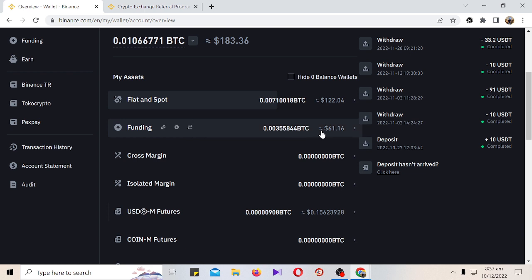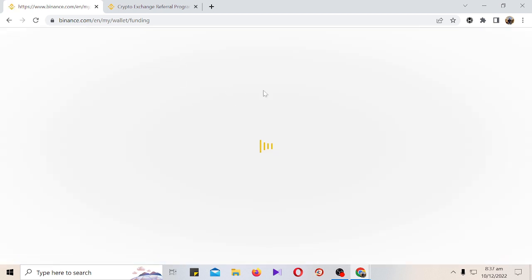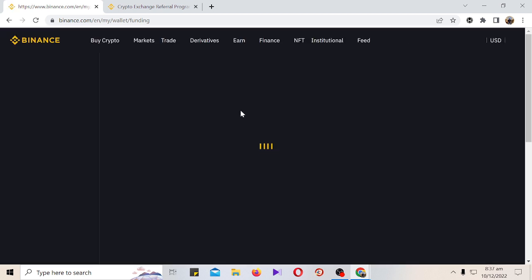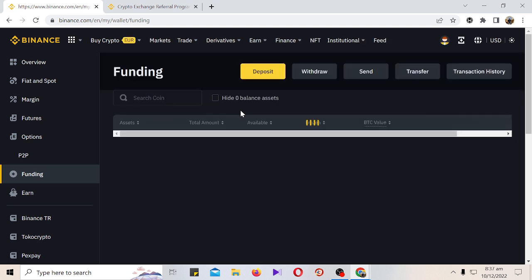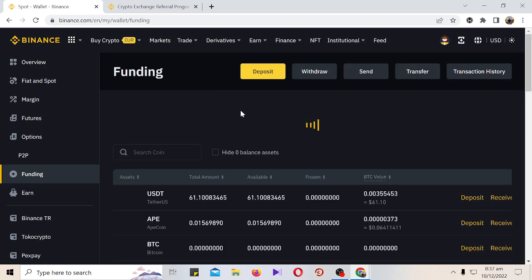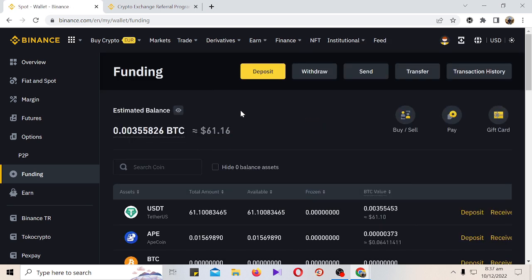Now let's transfer this from our funding account to our spot wallet so that we can transfer it to our derivatives and start making $100 per day. What I'll advise is if you are going to use my strategy, start with $50. Start with $50. Now I'm on my Binance funding account.